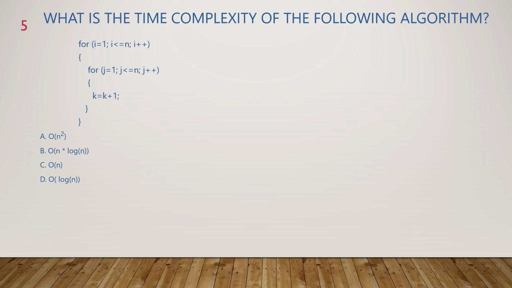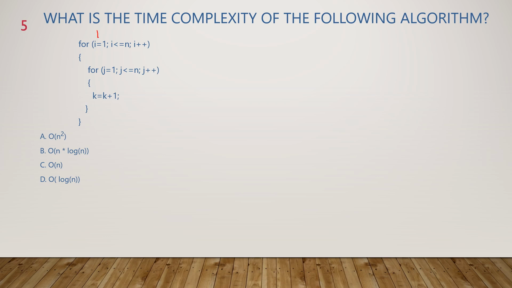Here there are two for loops, the outer for loop and the inner for loop. Those two for loops are independent; the inner one cannot depend on the outer one. If they are independent, the summation of the two loops will be the time complexity of the algorithm.